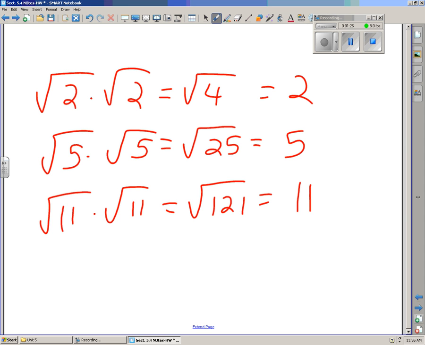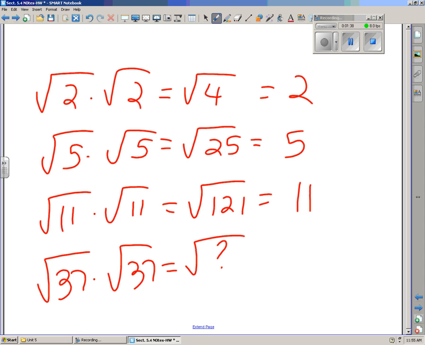So the idea is by multiplying any square root times itself, the answer is just that number with no radical symbol. I have no idea what 37 times 37 is, but I know that root 37 times itself is just plain old 37. And that's really important when we start doing this rationalizing stuff.